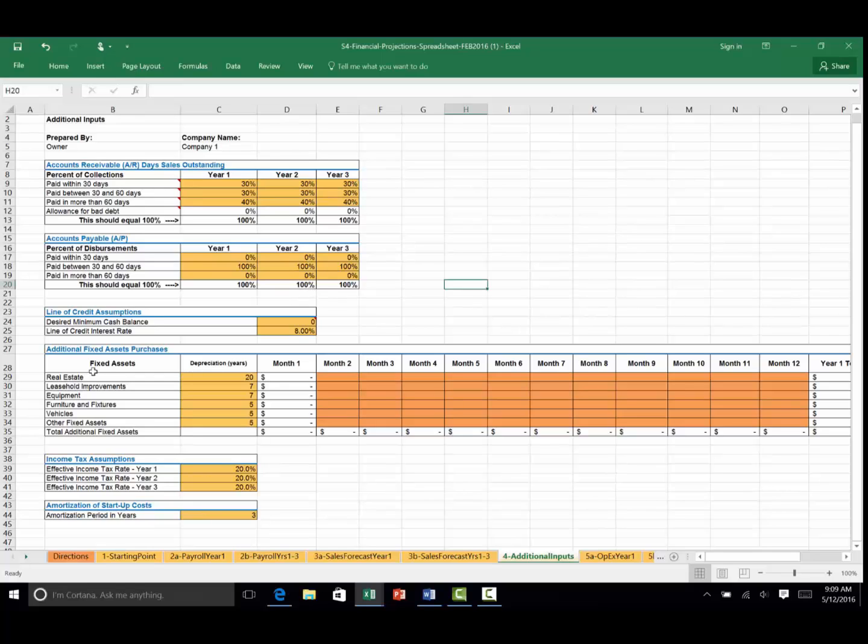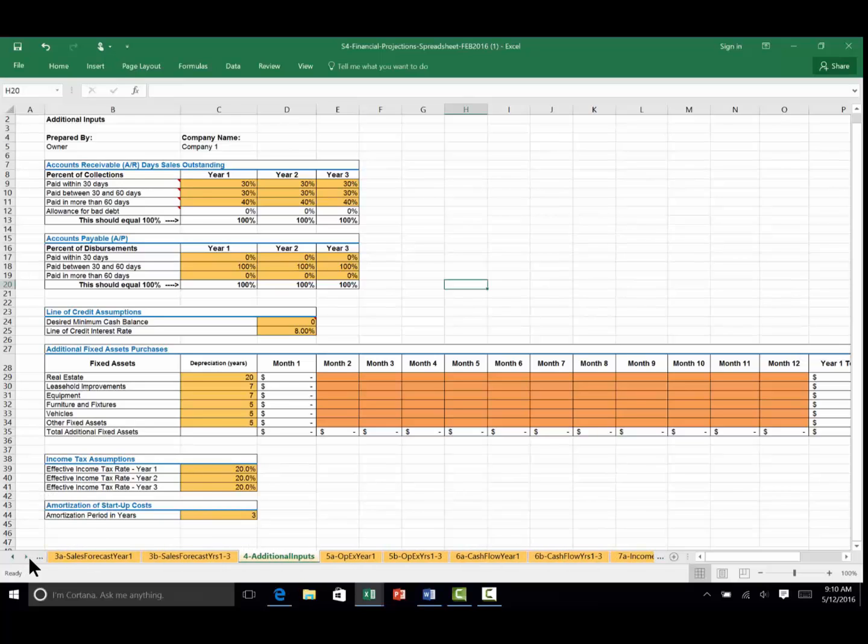Now, in addition to that, you see the category Additional Fixed Assets Purchases. Here you might purchase additional equipment, say in month 6, and here's where you would enter it, and it would become integrated with the rest of the spreadsheet. Most of you won't have to spend a lot of time on the income tax assumptions. And lastly is the amortization of startup costs. You'll want to confer with your tax advisor on this. It starts with a period of 3 years.